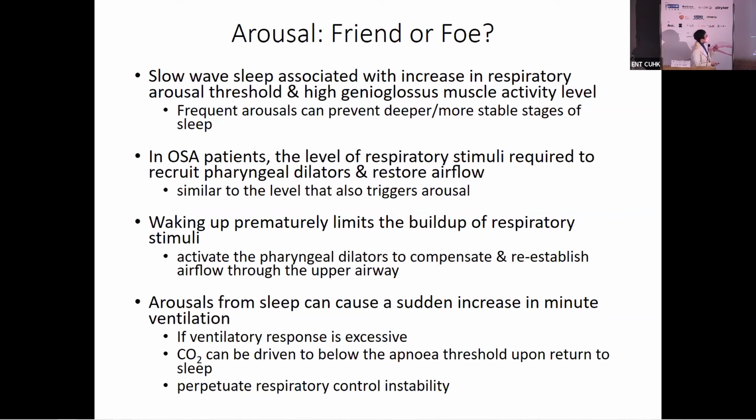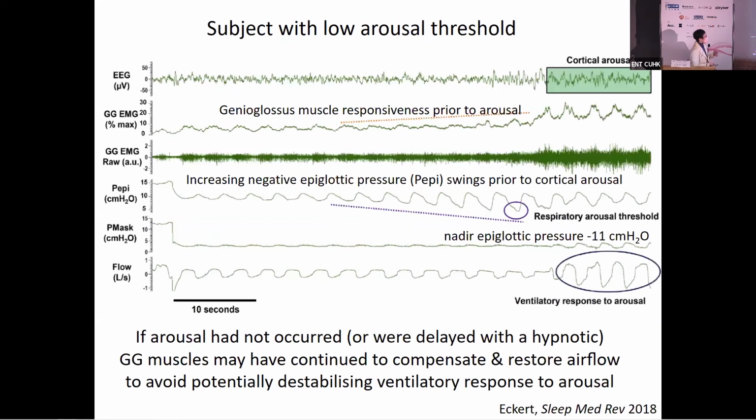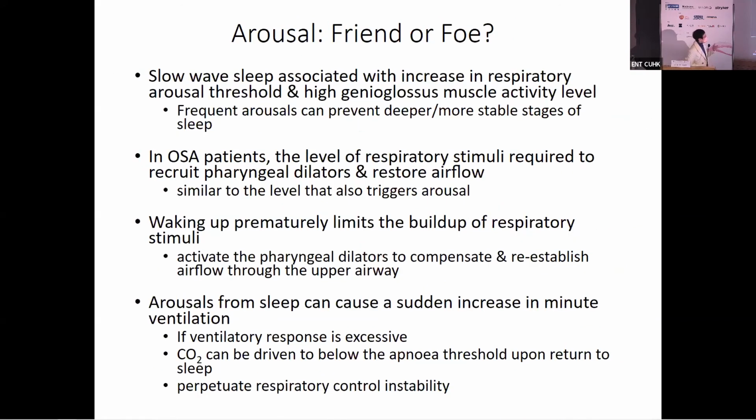And ironically, in OSA patients, the level of respiratory stimuli that are required to recruit pharyngeal dilators and to restore airflow is similar to that level that also triggers arousal. So waking up prematurely limits the buildup of respiratory stimuli, although it activates the pharyngeal dilators to compensate and reestablish airflow to the upper airway. And another bad thing about arousal is that it can cause a sudden increase in minute ventilation. And if we over-respond, the CO2 can be driven to below the apnea threshold. So then you may see some central sleep apnea.